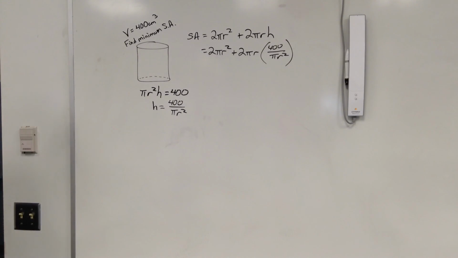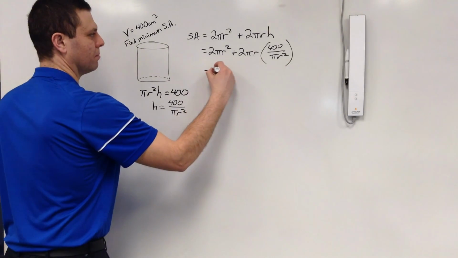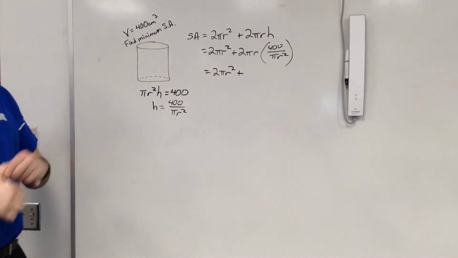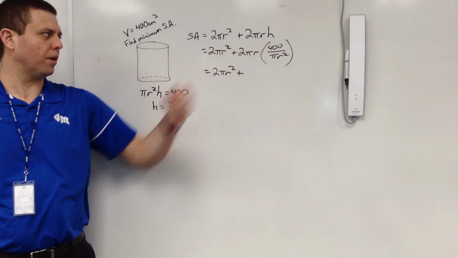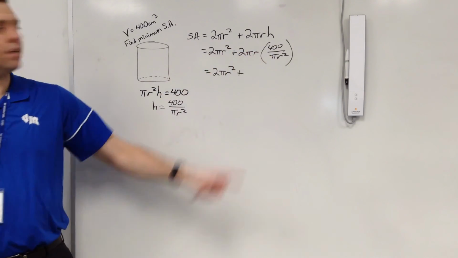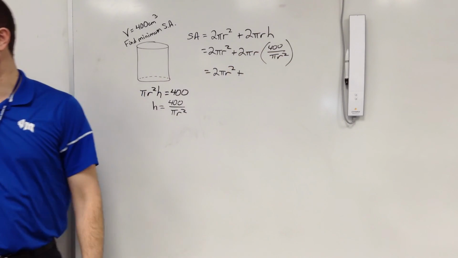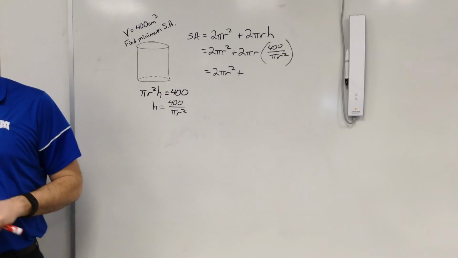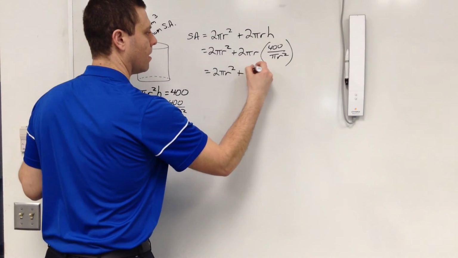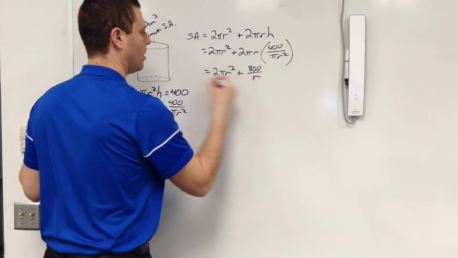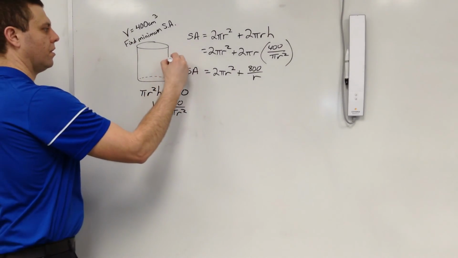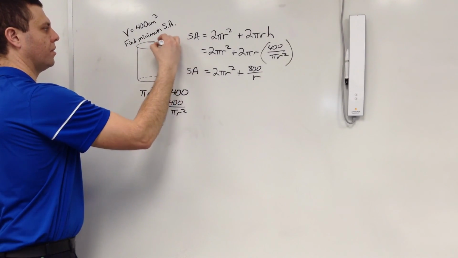Okay, I'm going to simplify it because it does simplify pretty nicely. The 2 times the 400 makes 800. The pi's will cancel out. This r will cancel one of those r's, and I'll just be left with 800 over r. Okay? So there's my equation for surface area for this particular problem.